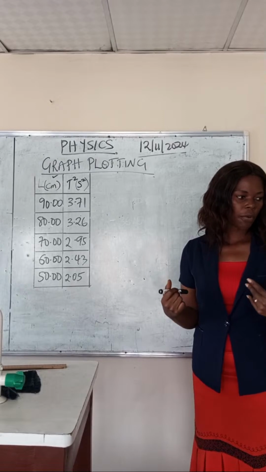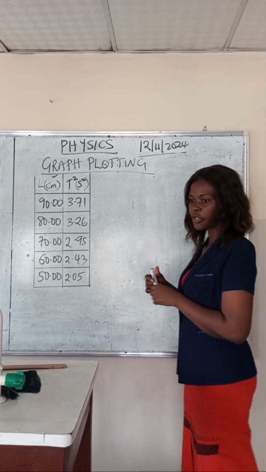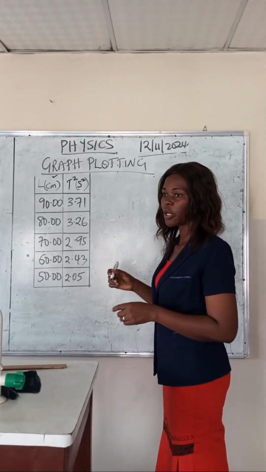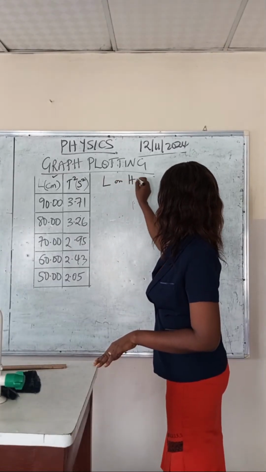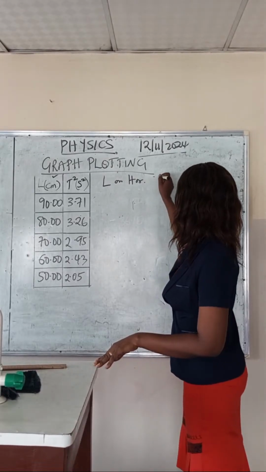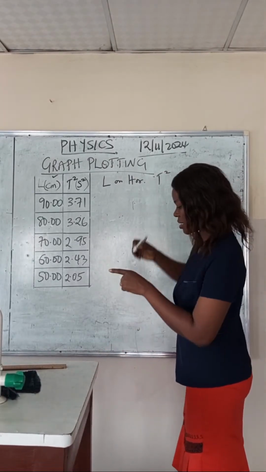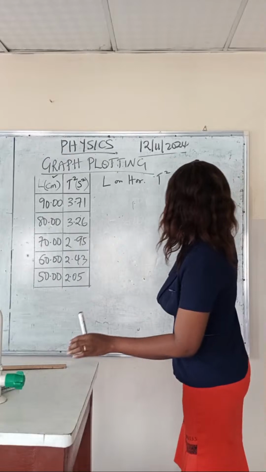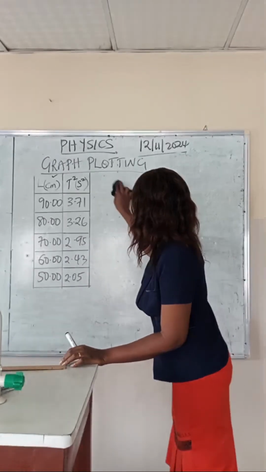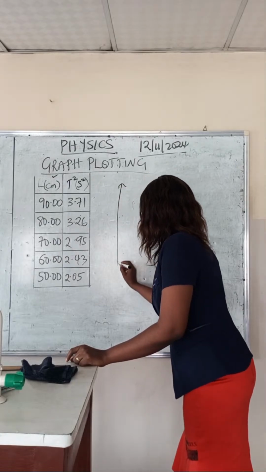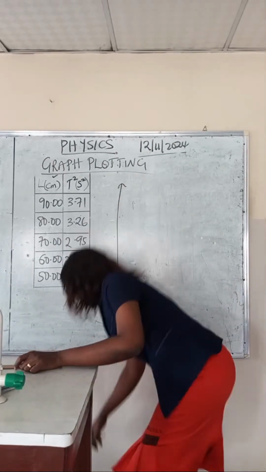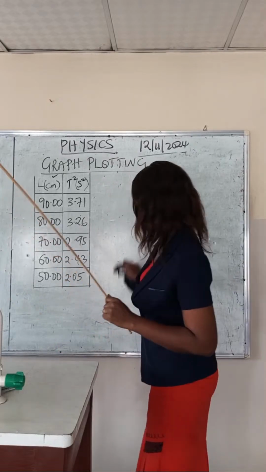Now, your graph. Let's get to work. They asked to plot a graph of L on the horizontal and T square on the vertical. So the graph is going to be this way. I'm going to draw your graph. Let me use a ruler. Okay.